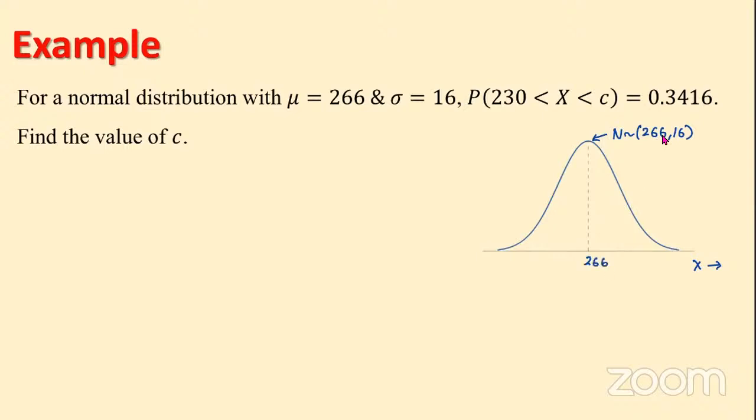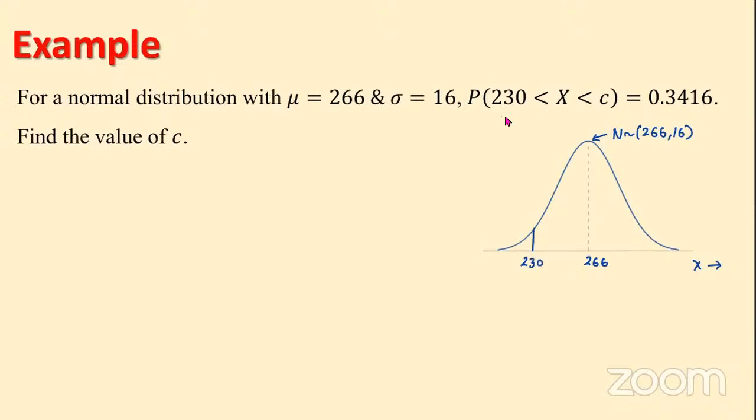266. Now, the question says, probability that x is between 230. 266 is here, and the standard deviation is 16. So if we go down by 16 a couple of times, we'll be close to 230, which will be somewhere here. And that value is 230.